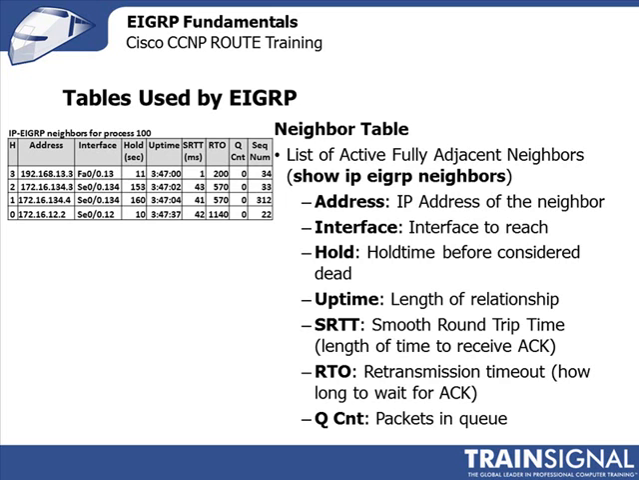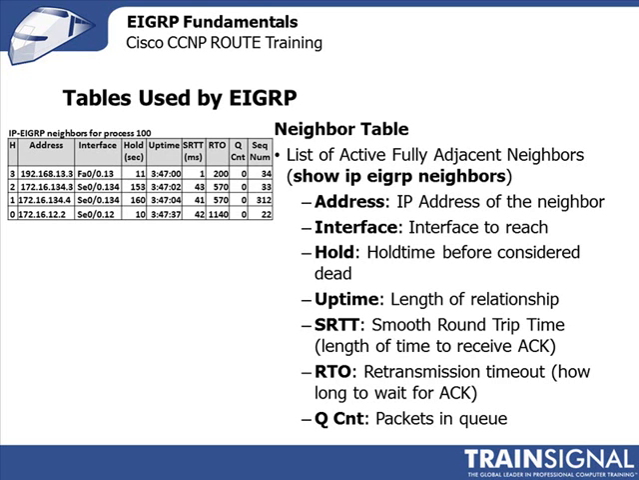Hold is the hold time. This again is 3 times the hello interval, and it looks at when a neighbor is still considered alive, and after that obviously it's flushed from the neighbor table. Uptime shows the length of the relationship, how long it's been up and functioning. If the neighbor relationship resets, then this would obviously go back to 0.